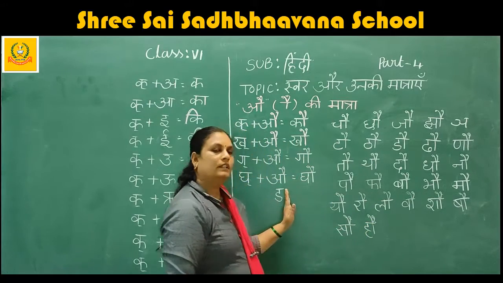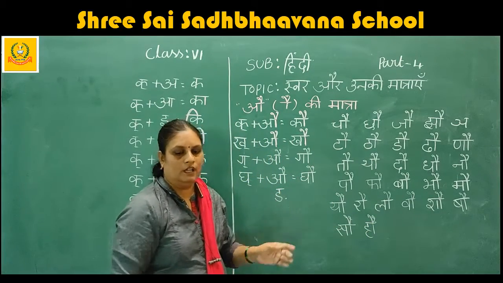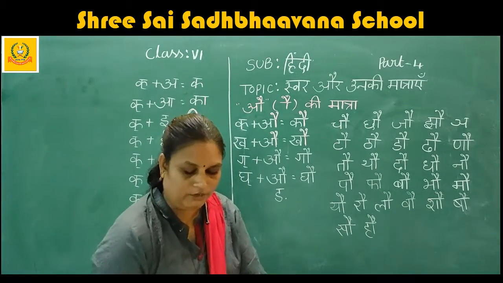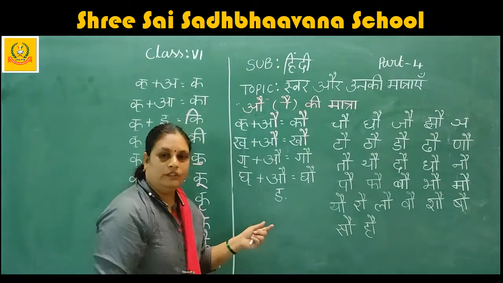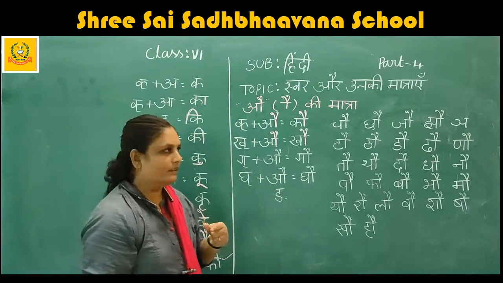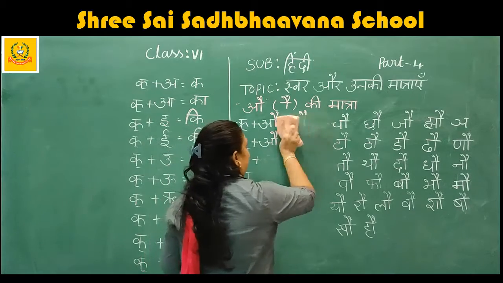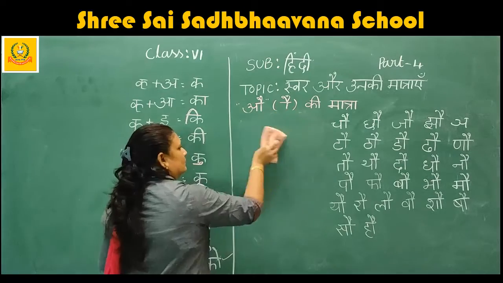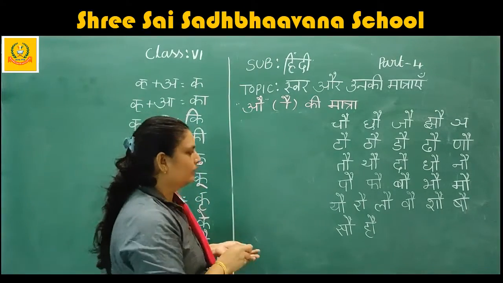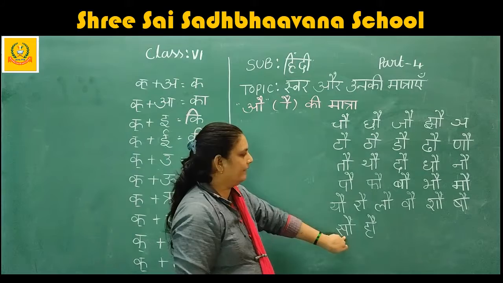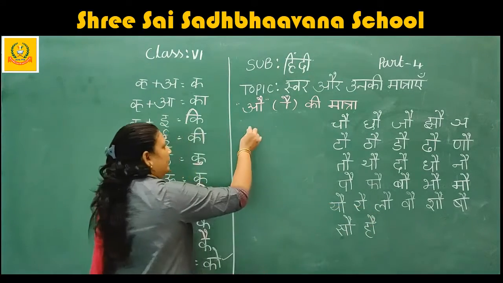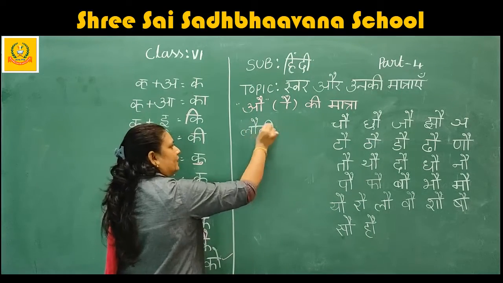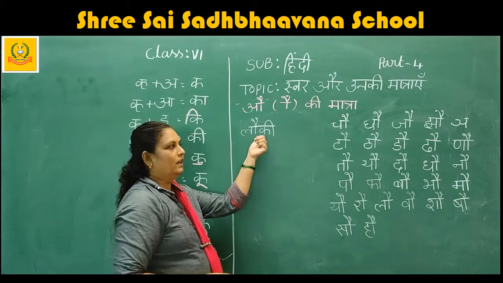Which matra is this? Auki matra. Okay children, same thing, we will move to the next Auki matra words. On page number 44 of your textbook, you can see the Auki matra words with the meanings. Some of the words I'll show how to write. This is Sau, means 100. This is Lau, Lau means lauki. See, using the Auki matra, this is Lauki.